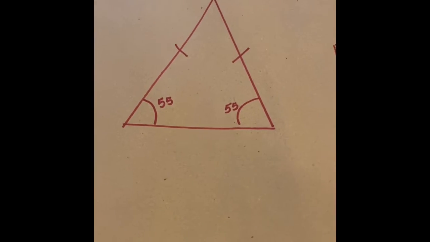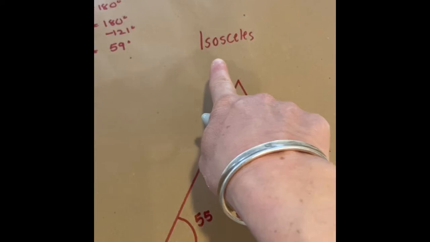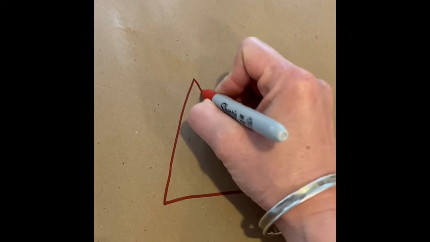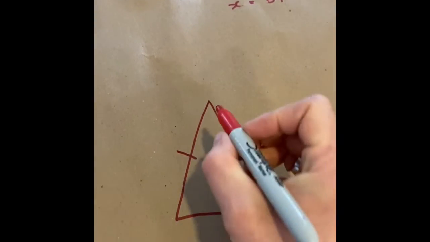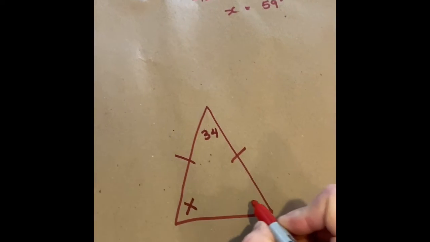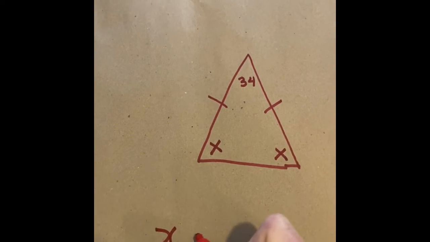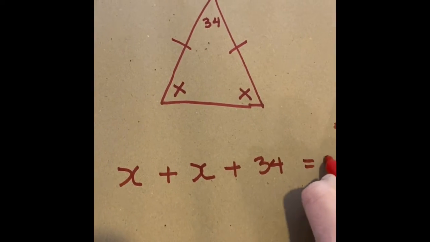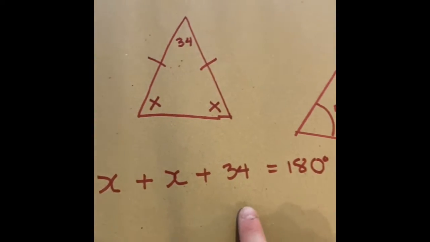Now let's look at B. B says that you have a triangle where two sides are the same. That means it's an isosceles triangle. So let's draw the question from the worksheet. It says that two sides are the same. And the one thing it tells you is that the angle at the top is 34. And we know that this and this are the same. So let's call them x. So we know that x plus another x, so the same number, plus 34 have to add up to 180 degrees. These two numbers are the same at the bottom, plus the 34 is equal to 180.